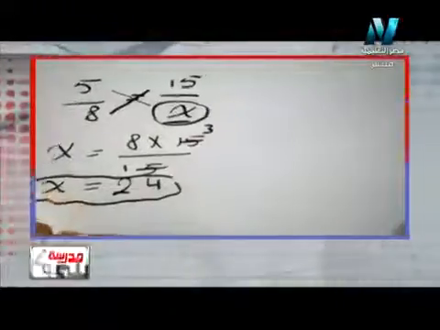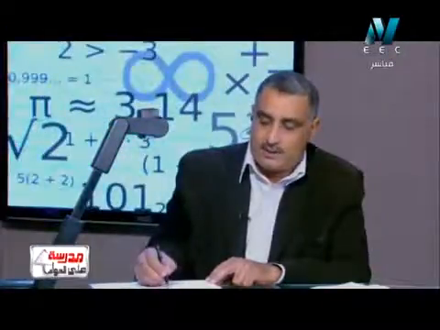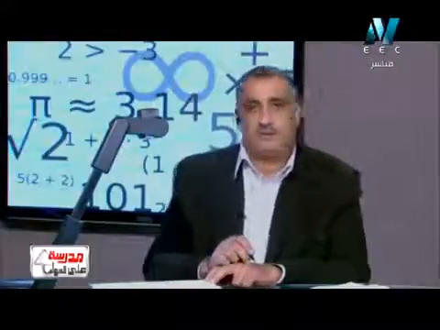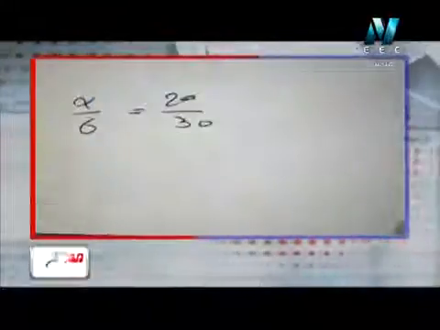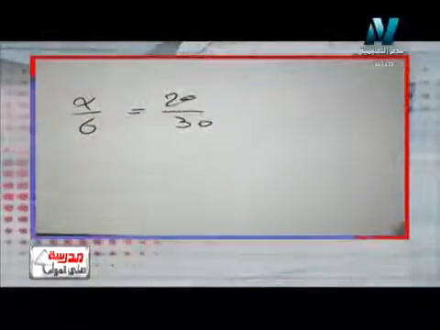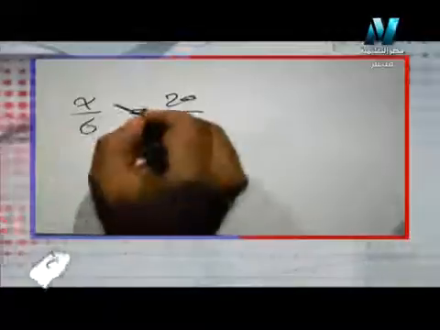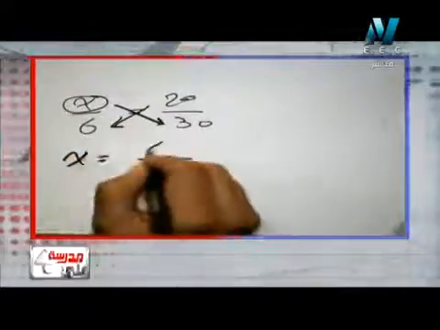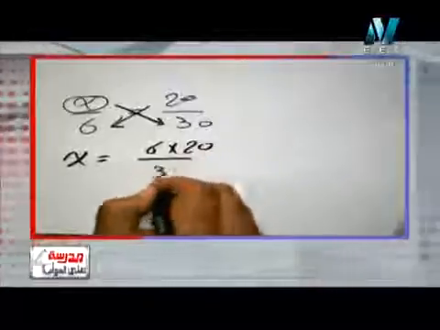By the same way, we have the same idea, but x in another position. x/6 equals 20 over what? Over 30. Very good. The same rule. We have a very important rule: the product of means equals the product of extremes. It's a very important rule. We can find the value of x in just one step. x equals, very good, 6 times 20 over 30.